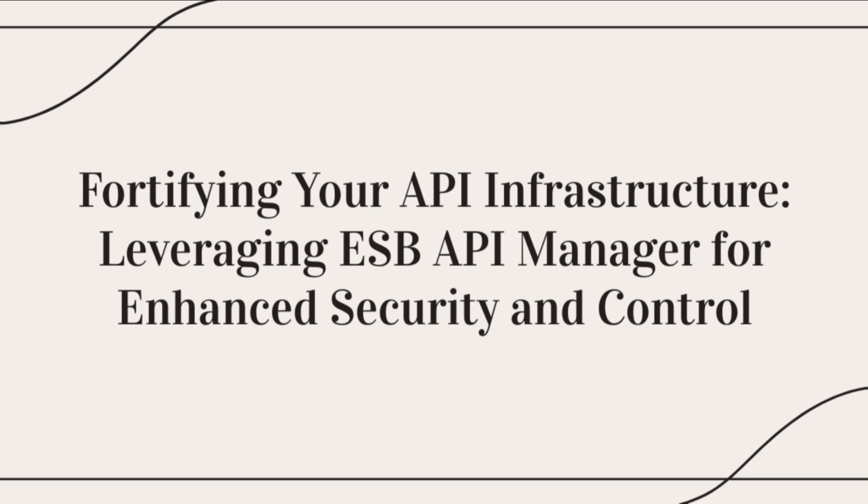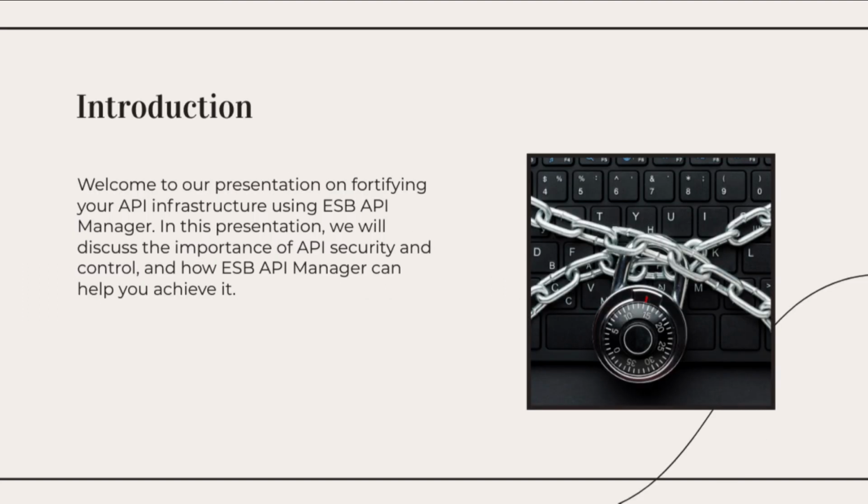1. Authentication and authorization. ESB API Manager facilitates authentication and authorization mechanisms to ensure that only authorized users or applications can access the APIs. It supports various authentication methods such as API keys, OAuth, or JWT. You can configure authentication providers, define user roles, and enforce fine-grained access control policies to restrict API access based on user permissions.